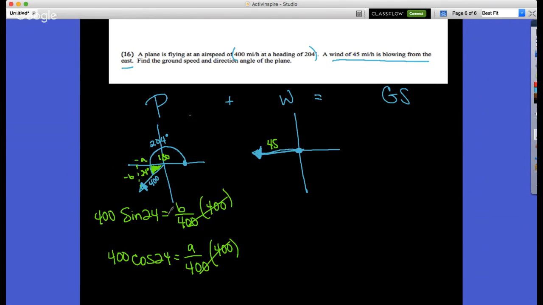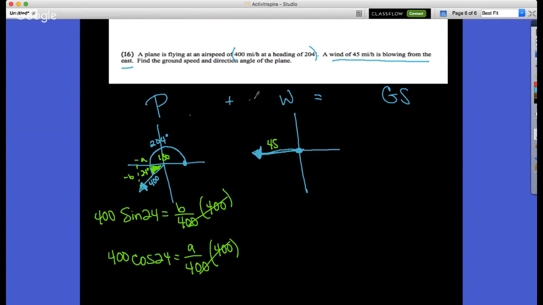Just like we did on the previous one with the two force problems, let's plug this in our calculator, or calculador, as they say in Sweden. So 400 sine of 24.